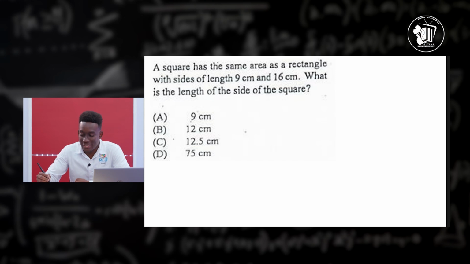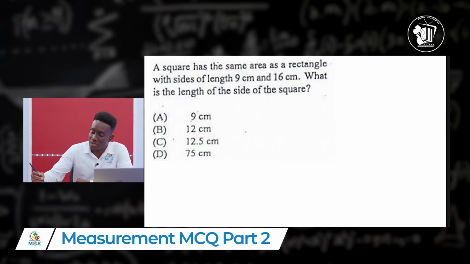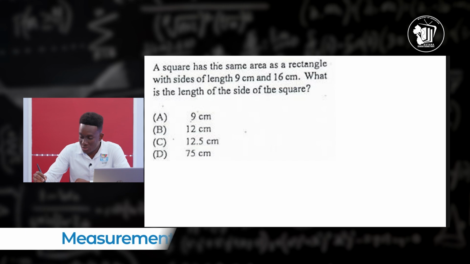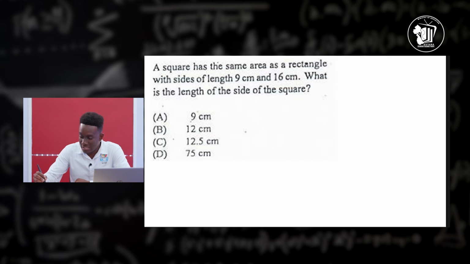So this question says, a square has the same area as a rectangle with sides of length 9 cm and 16 cm. What is the length of the side of the square? So they want the length of one side of the square. They told us that the area of the rectangle and the area of the square are the same. The rectangle has lengths 9 and 16, so the area of the rectangle would be 9 times 16.